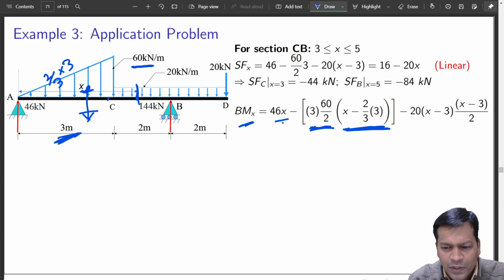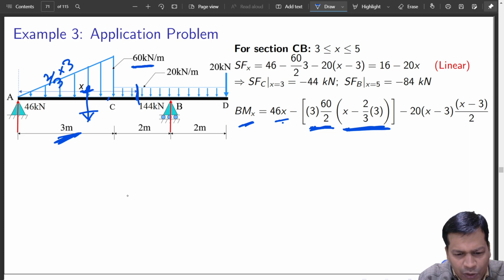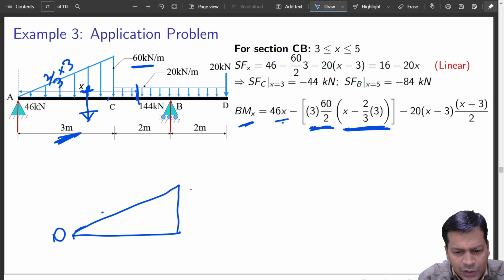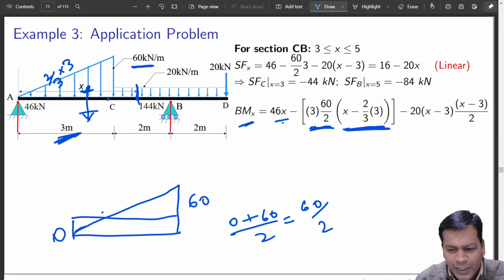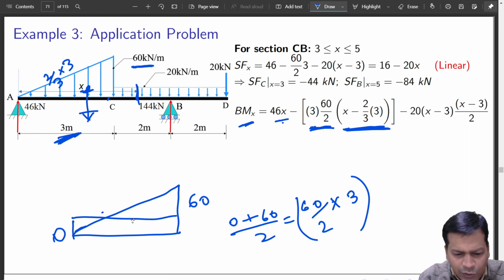Very good. Yes. So just let me put it down once again. Somebody said that. So this is your triangle. Okay. This is a uniformly varying load. This is 0 and this is 60. So mean load variation is 0 plus 60 by 2. This is an equivalent uniformly varying load. Okay. And this is acting in a span of 3 meters. So I have multiplied it by 3. So this is the total load that acts downward due to this triangular loading condition.